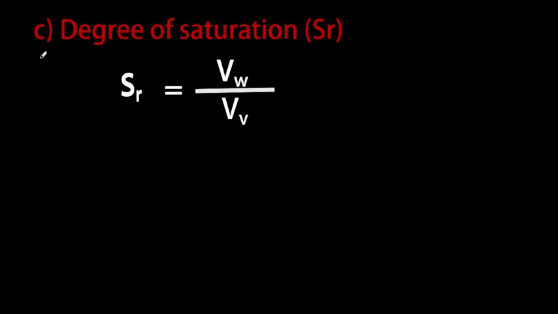So next calculation is the degree of saturation. Degree of saturation can be defined as a percentage of void space which is filled with water. Mathematically, it is given as S subscript r equals VW over VV. VW stands for volume of water. Now, in order to find the volume of water, we are going to use this formula: MW over rho W. So the MW stands for mass of water, while rho W stands for density of water.